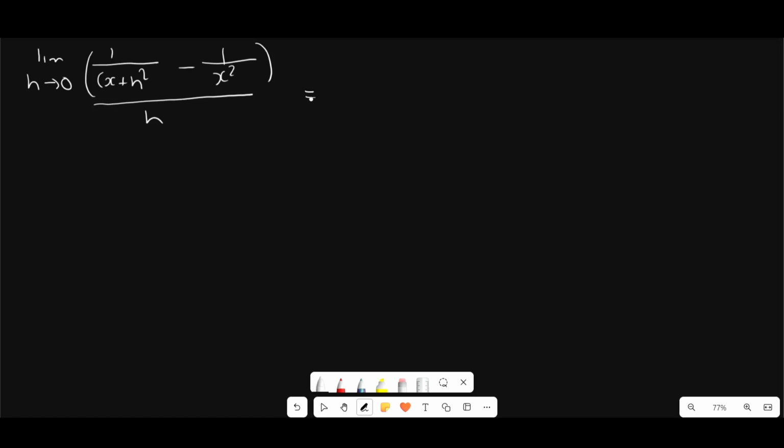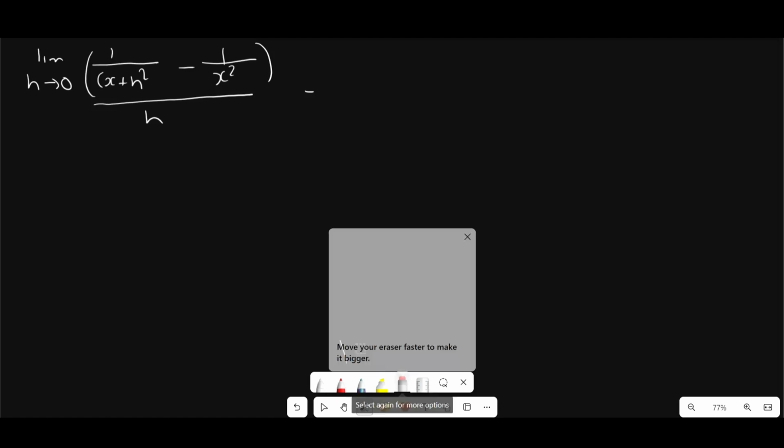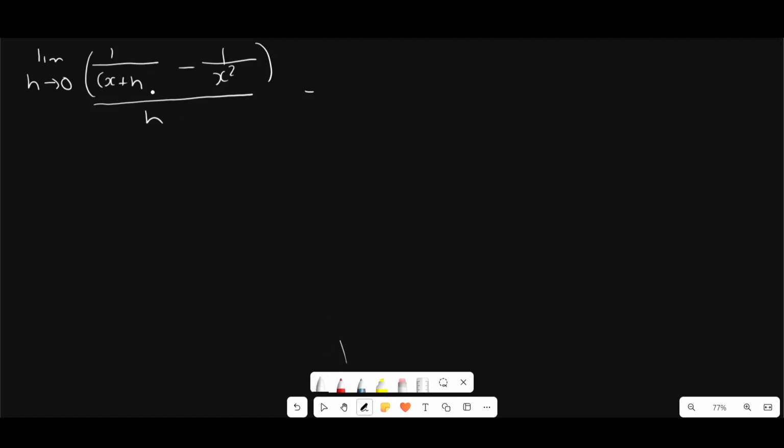So basically, do the direct substitution. If h approaches 0 and I put in 0 there, I have this one removed. Therefore I have 1 over x squared minus 1 over x squared, that's 0, and then this is basically 0, therefore I have an indeterminate form. That means that I have to factorize.